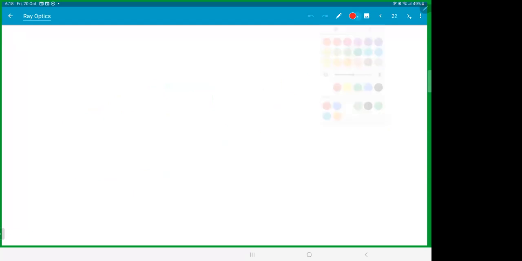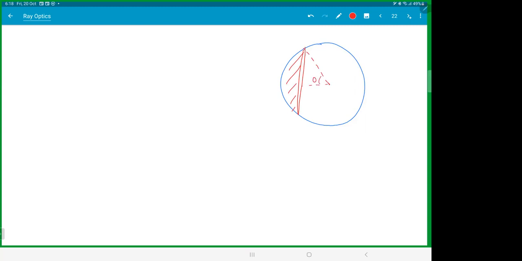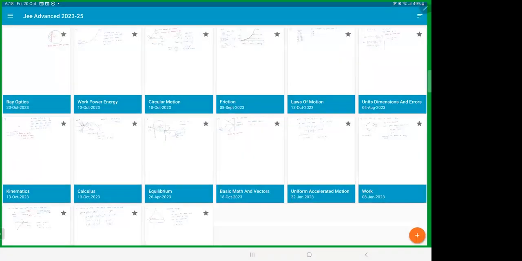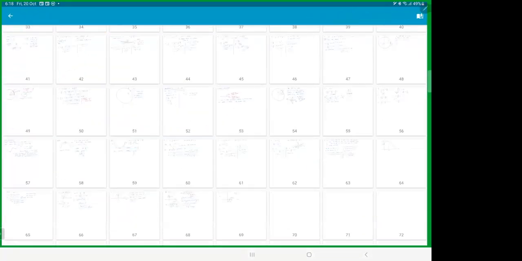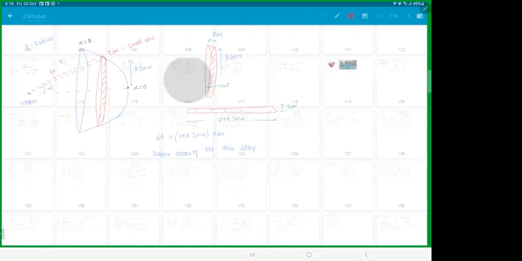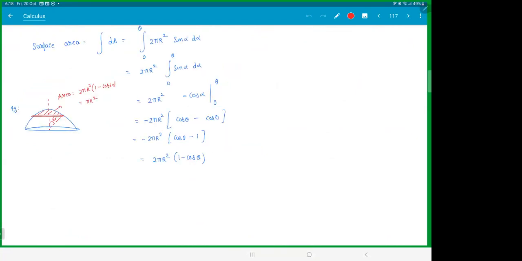Now, in case you forgot, do you guys remember this result? If you have a sphere, a part of the sphere, shaded area, anyone remembers this result? Anyone? 2 pi r square 1 minus cos theta. Told you to keep this in mind. This is the third time you're seeing this. First time you saw it in calculus, where I told you quite an important result. 2 pi r square 1 minus cos theta.